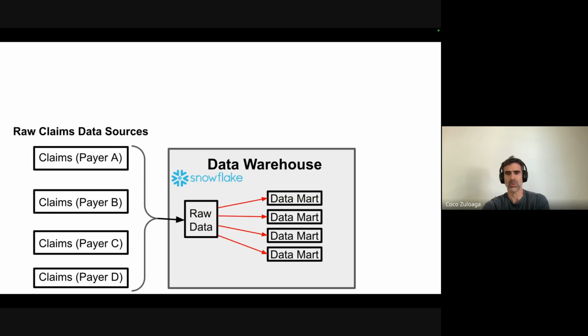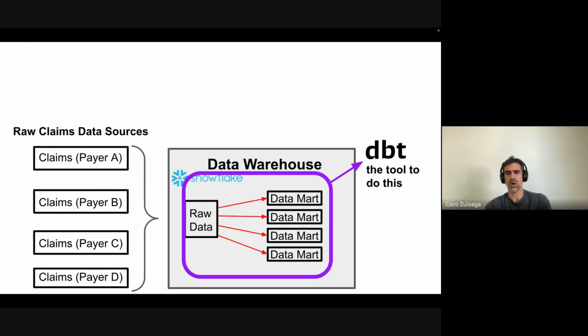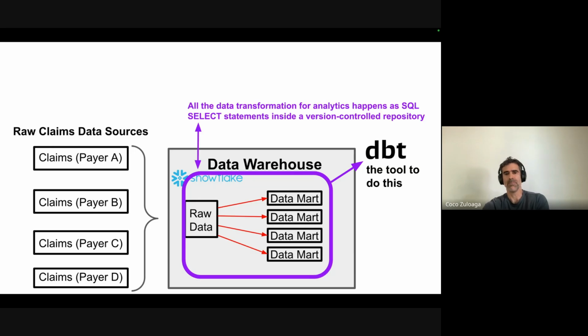And we said that a better way to do this is to have all the data transformation happen inside of a single data warehouse within a single DBT project, or it could be done with multiple DBT projects, but it's managed under version control in a single data warehouse. All the transformations here happen as select statements in a version control repository. It's much easier to manage.